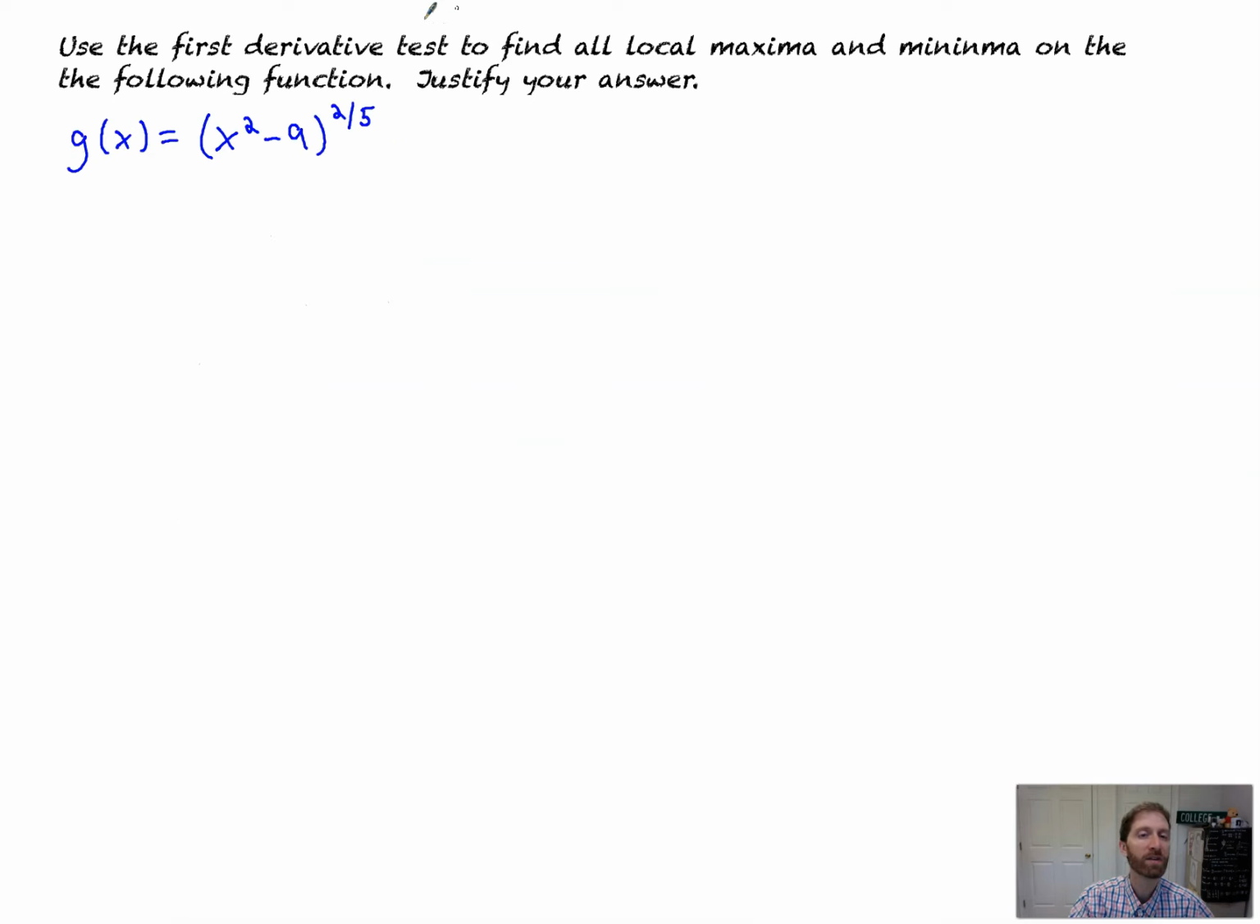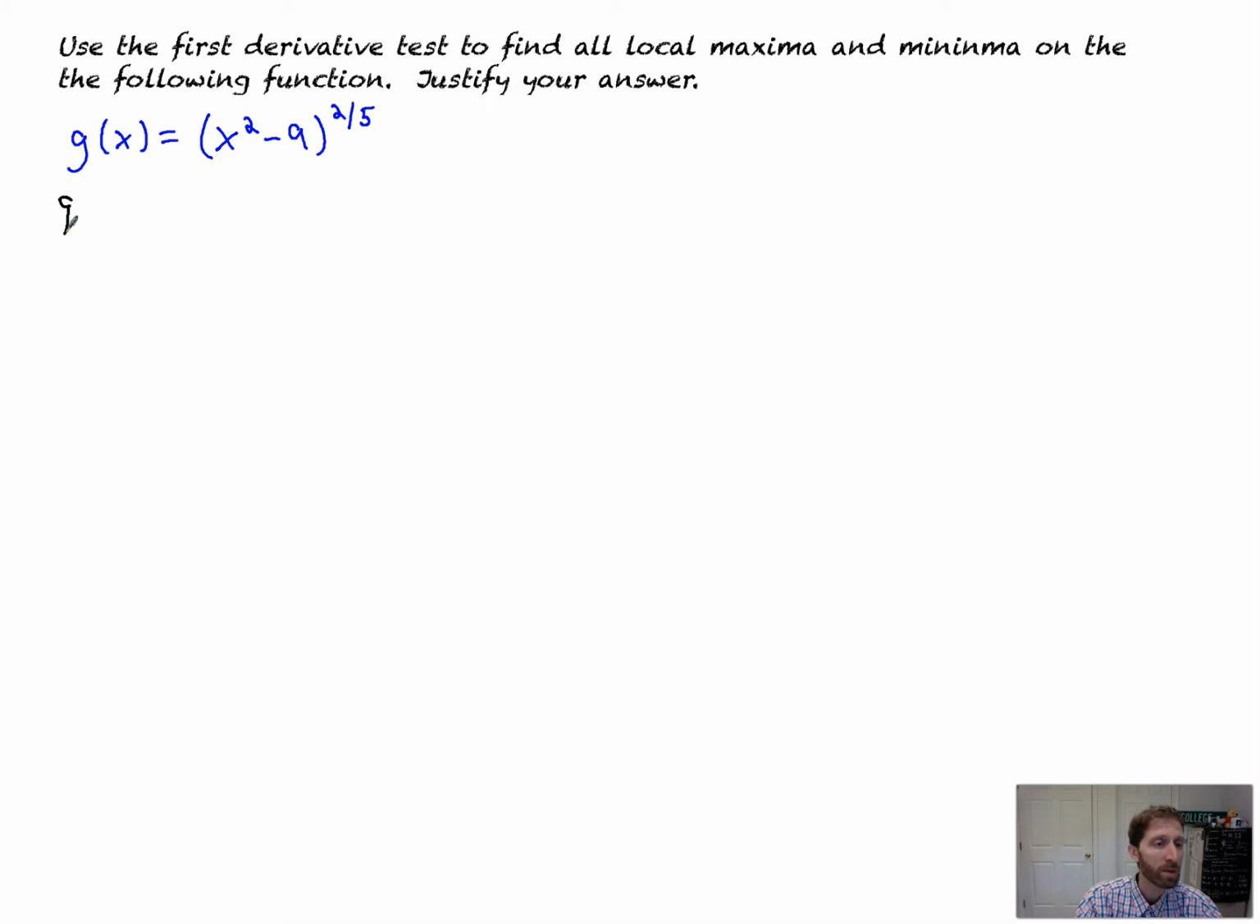All right. So even though it says justify your answer here, I'm only going to do the sign chart now that you guys have seen how to justify it. Use the first derivative test to find all local maxima and minima on the following function. We're going to do much the same way. I wanted to do this one because the derivative's a little interesting.